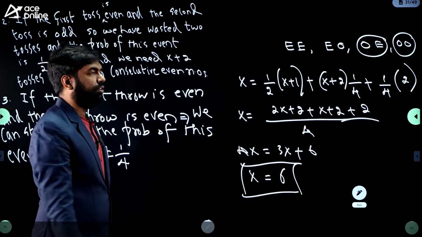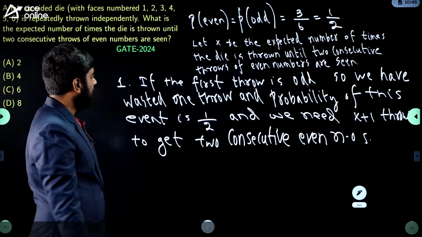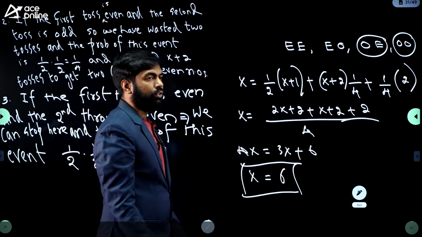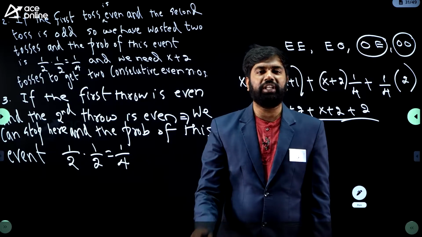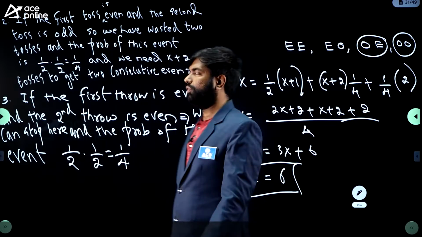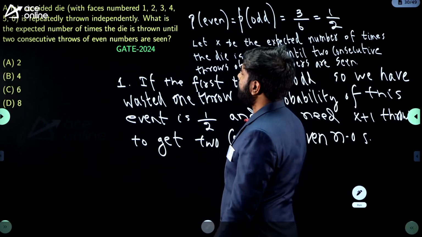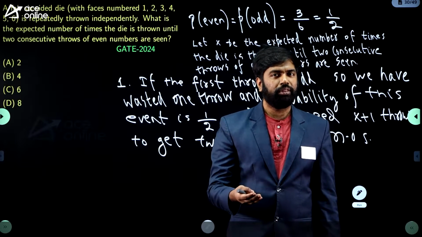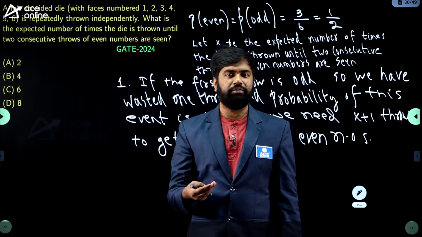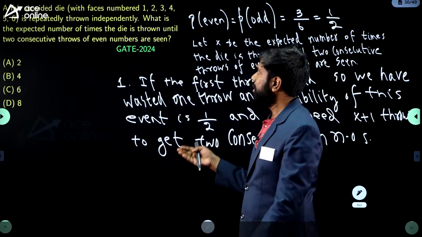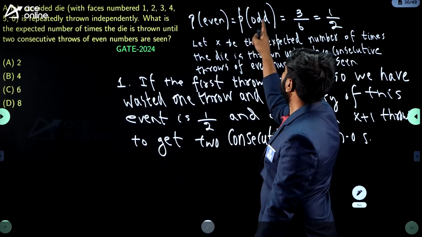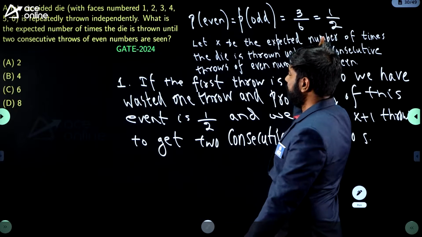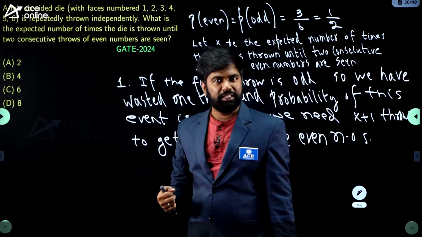Exactly the same question appeared in the previous GATE exam and the answer is also 6. Those who have solved would have definitely put the answer as 6 without any solving. So, what was that question? Instead of a fair die, they talked about a coin and they wanted 2 consecutive heads. Why is the answer the same? The answer is the same because the probability of getting a head and the probability of getting a tail is again 1 by 2. So, that is why the answer is again 6.